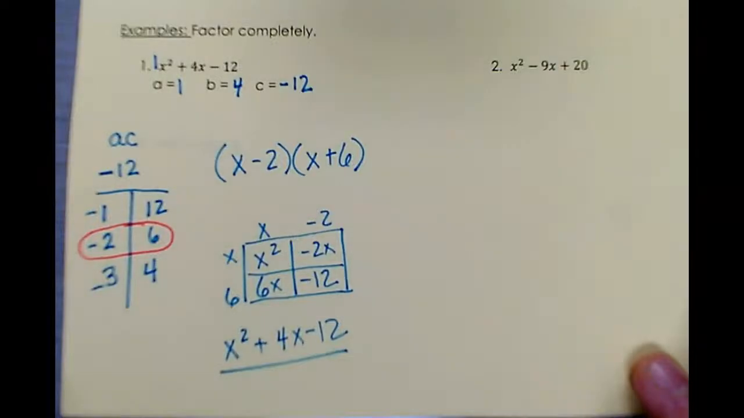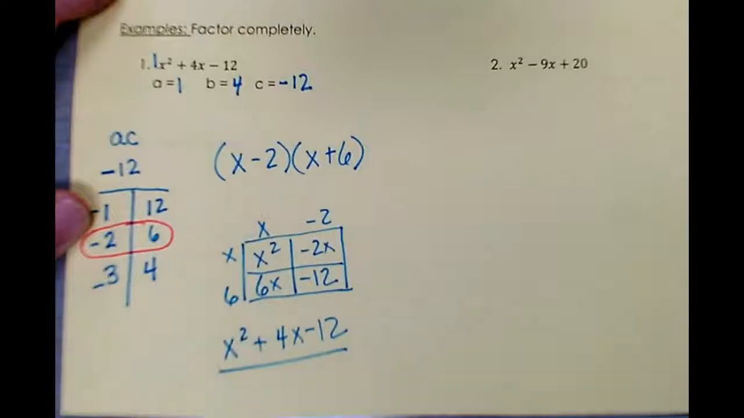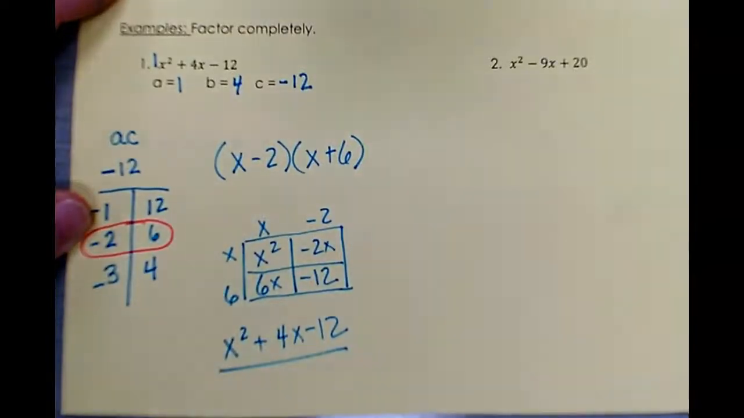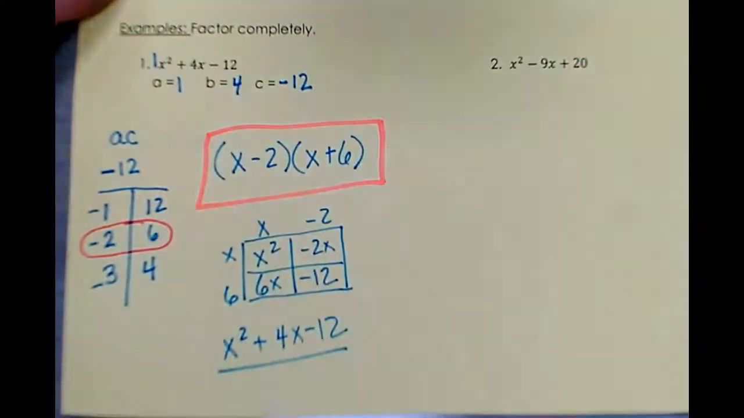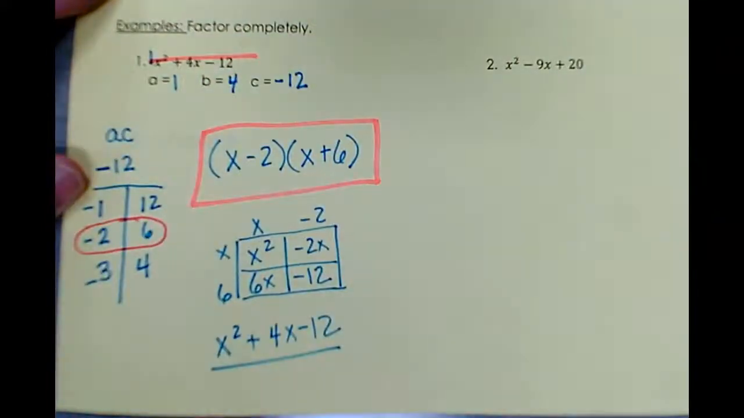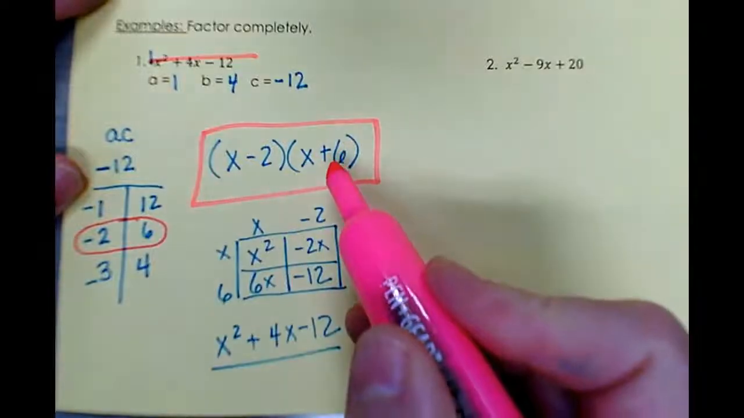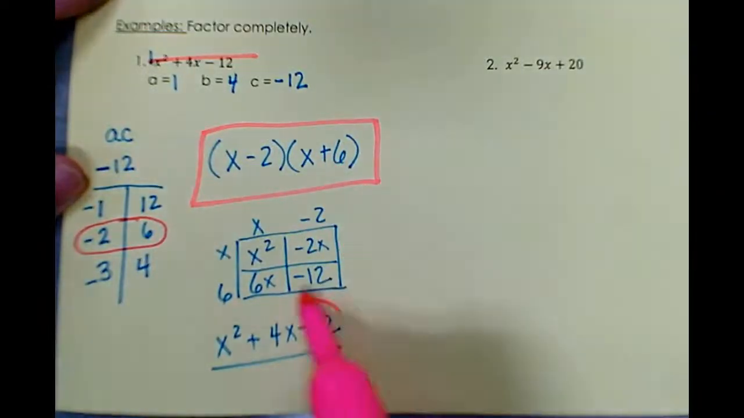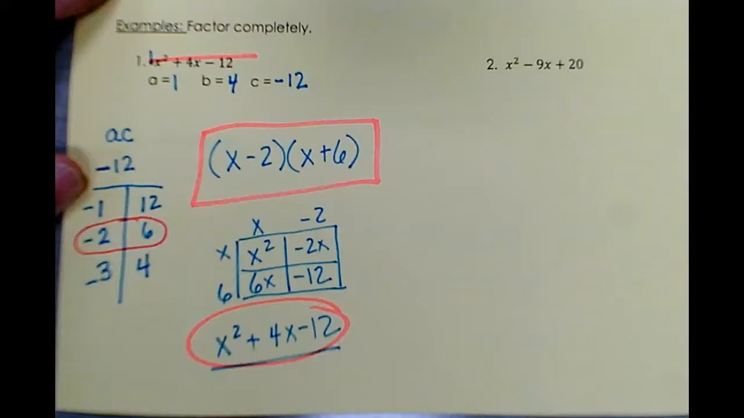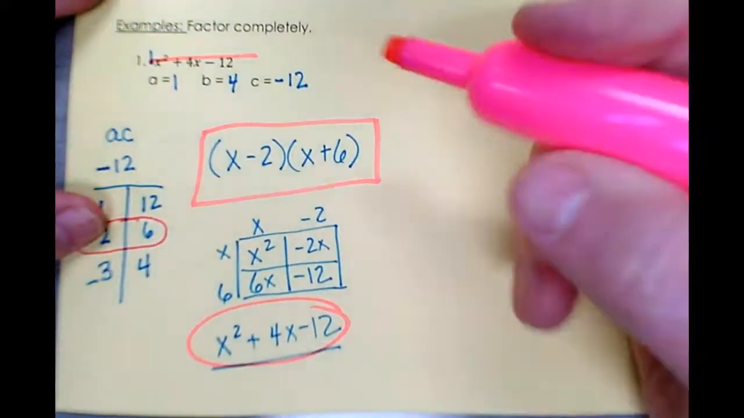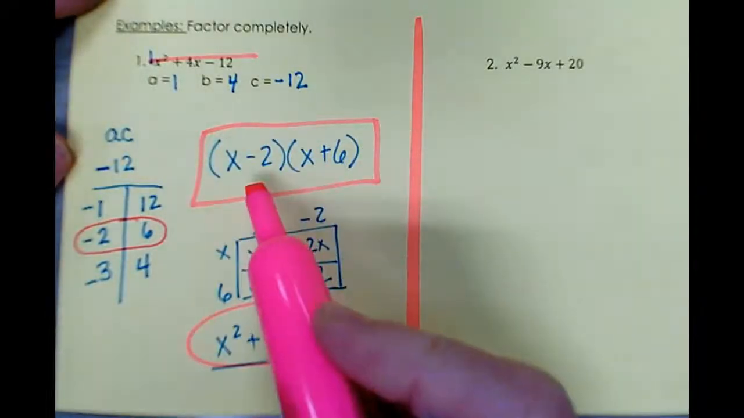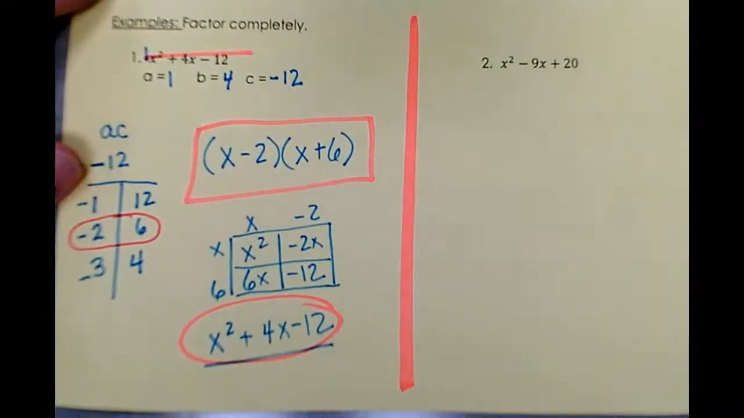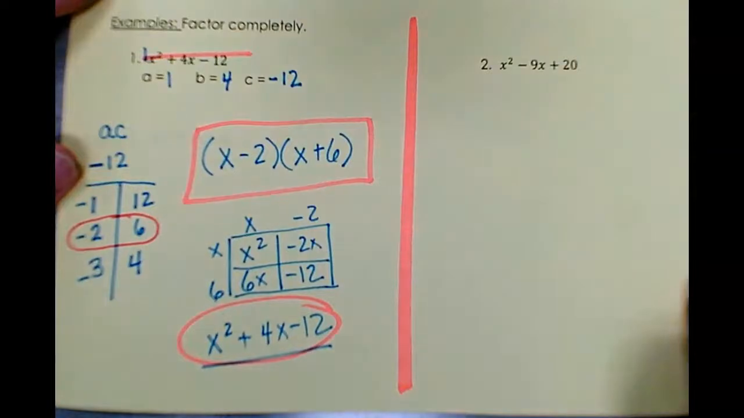What I am doing is undoing the box problem that I learned a few days ago. So this is the factored form of this trinomial. This is the binomial times the binomial that if I multiplied it together, I would get this trinomial. That's what I'm trying to accomplish. The reason I'm trying to accomplish it is that the next step will be to solve this, and that's going to help me solve the equation.